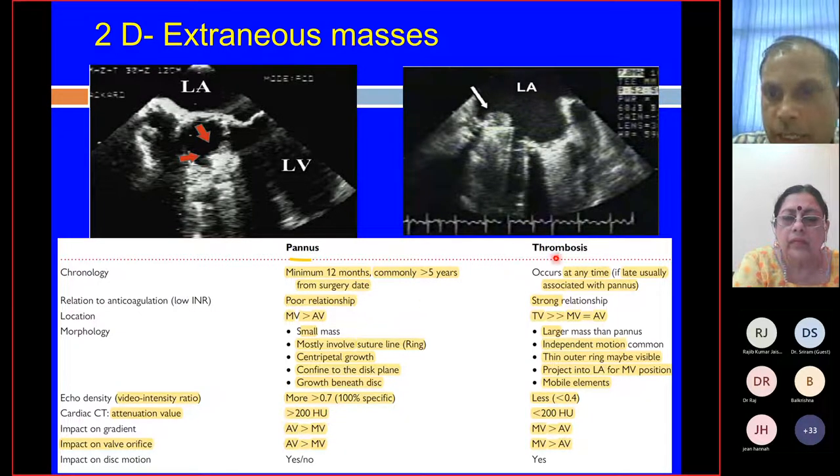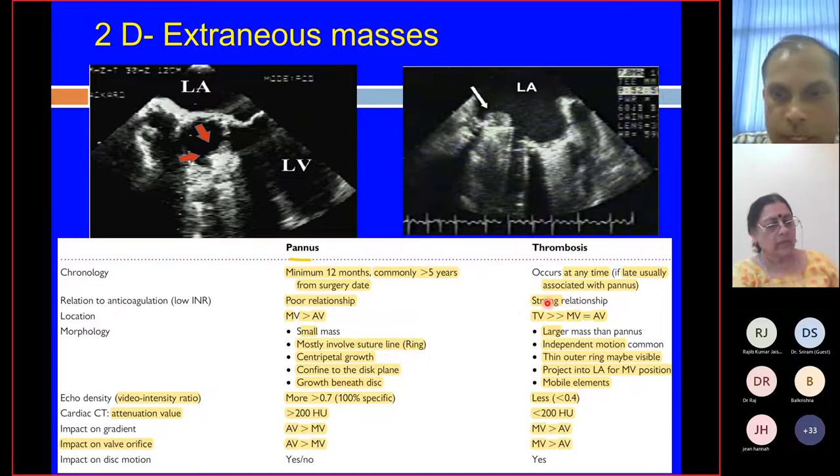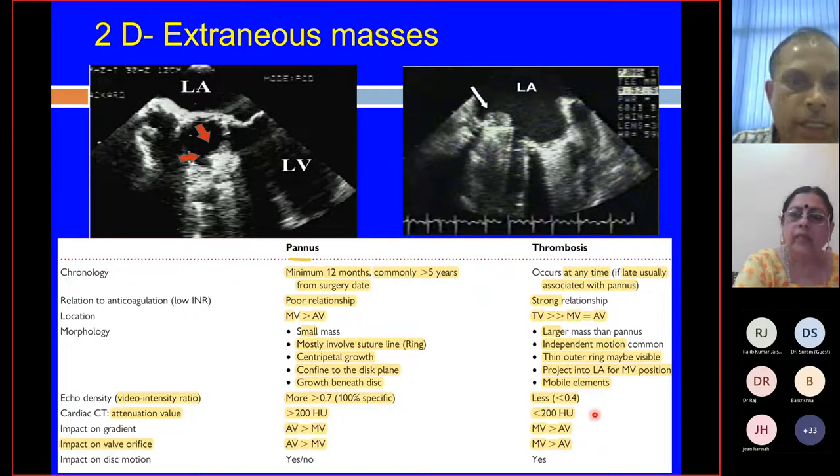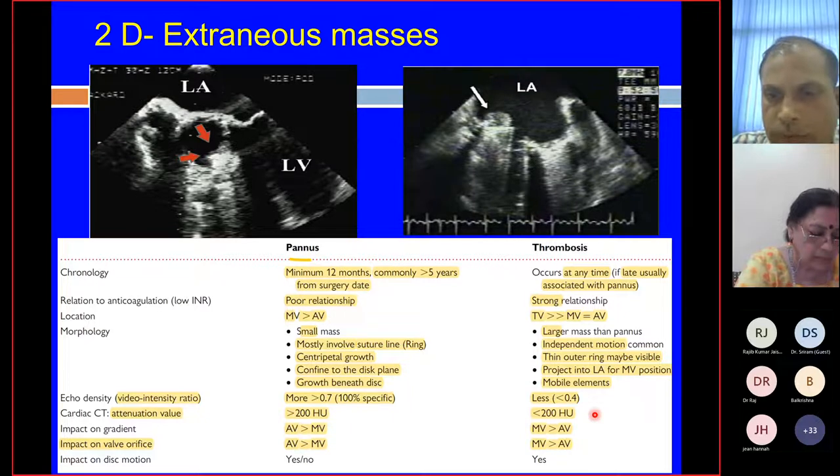While in thrombus, there will be a strong relation with anticoagulation. It commonly forms in the tricuspid valve. It will be larger in size and independent motion will be seen. It will also have less echogenicity and the CT attenuation ratio will be less. While the vegetations will have an irregular shape and clinical features suggestive of infective endocarditis, and the motion will be independent of the motion of the native valve tissues.